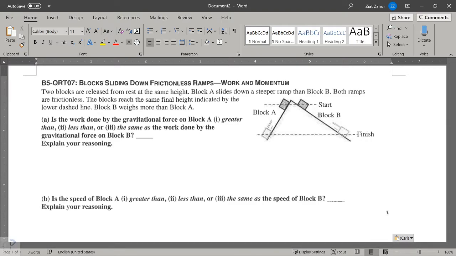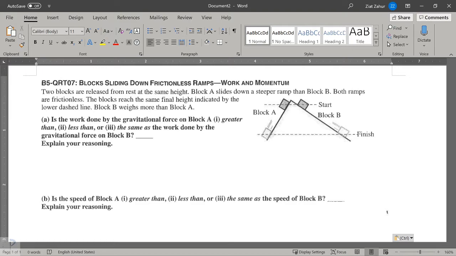The work is the same. They lose the same amount of PE, which is converted to KE. Oh, less than B because B weighs more. Ooh.